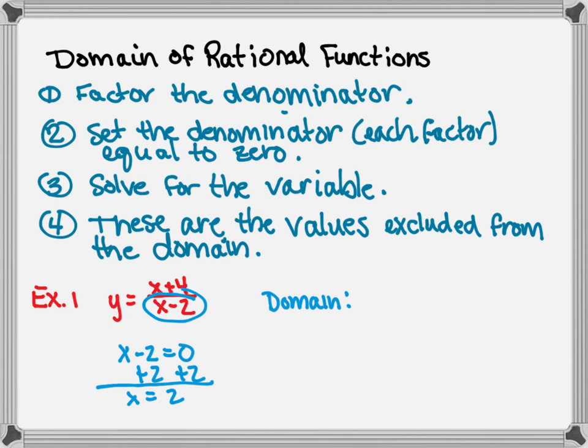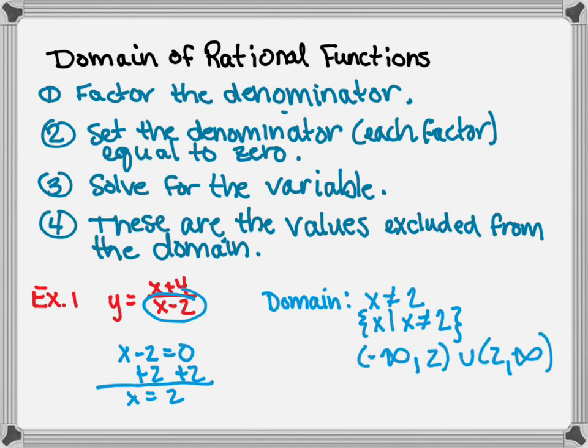So my domain is any real number, but x cannot equal 2. Or in set notation, the set of all x values such that x does not equal 2. Or in interval notation, from negative infinity up to 2, union 2 to infinity. And our vertical asymptote is at that restricted value, x equals 2.